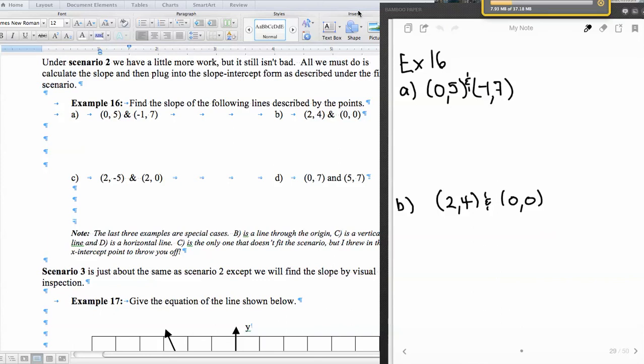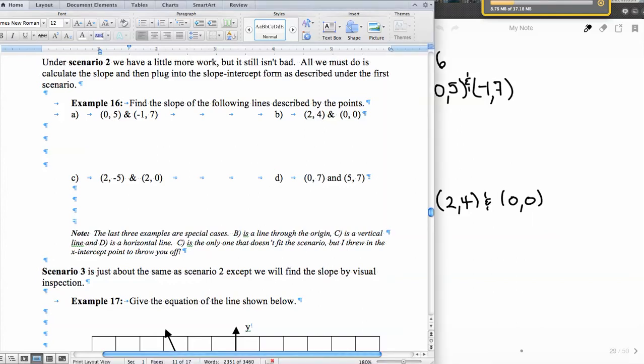Okay, section 5.4 continued. We're finding the equations for lines under scenario 2 for slope-intercept form. In scenario 2, we're going to be given two ordered pairs, in which case we'll either have to recognize them as one of our special circumstances, a vertical or a horizontal line, by recognizing that both the x's are the same for vertical lines or both the y's are the same for horizontal lines. Or if we don't recognize them as either of our special conditions, then we have to find the slope, we have to be able to recognize the y-intercept, and then we plug into slope-intercept form.